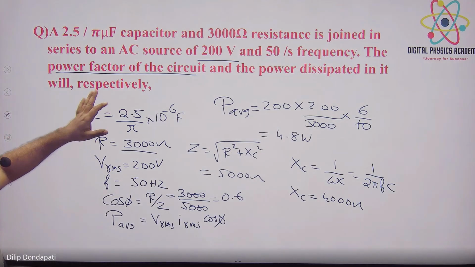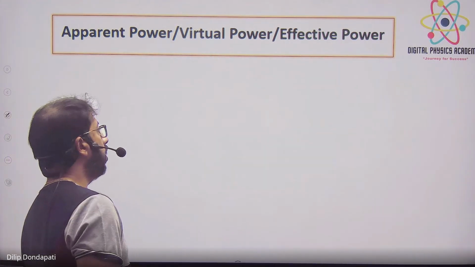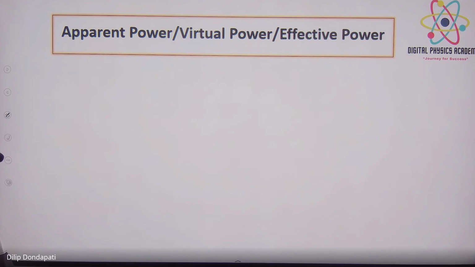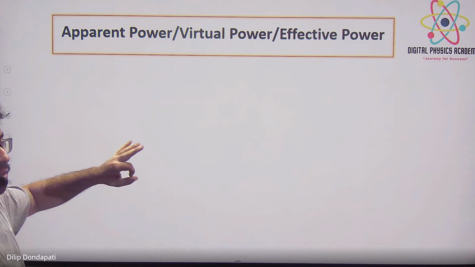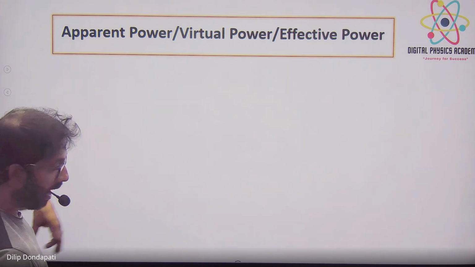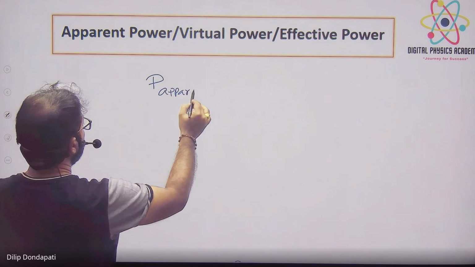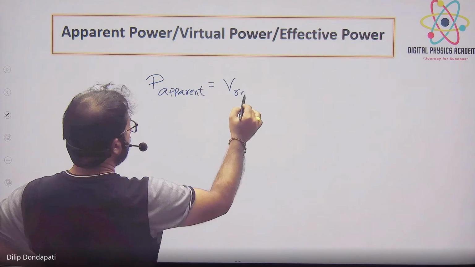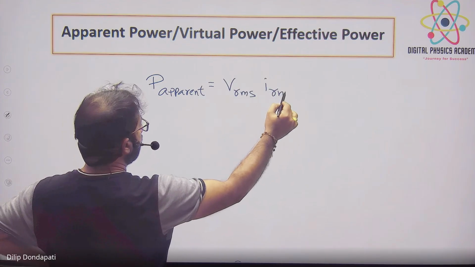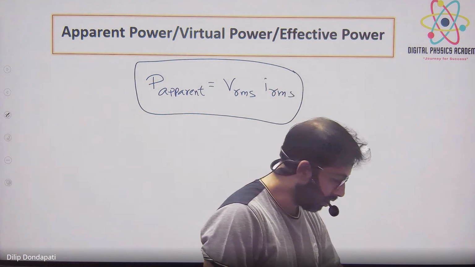Whenever it says average power only. Next one is apparent power or virtual power, and effective power. All are the same only. Whenever he mentions find apparent power, then only find apparent power. So here apparent power का formula है VRMS into IRMS. खत्म. This is the formula for apparent power. If they ask, then only solve.